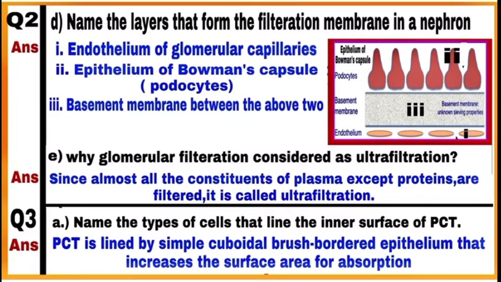Question 3, part A. Name the types of cells that line the inner surface of proximal convoluted tubule or PCT. Bowman's capsules open into proximal convoluted tubules and PCT is lined by simple cuboidal brush bordered epithelium that increases the surface area of absorption.